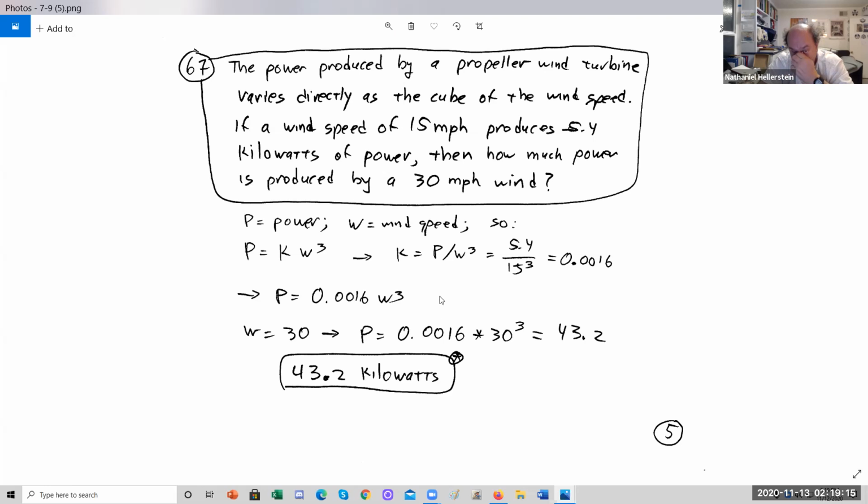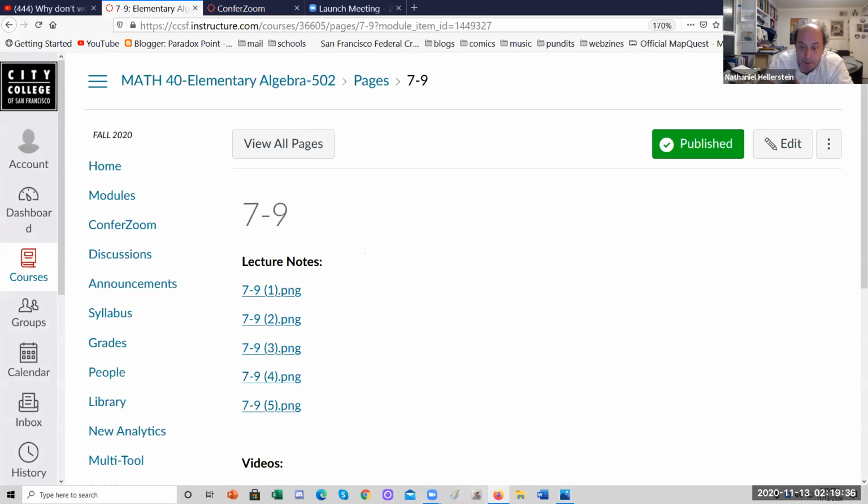Now you could also look at it this way. Before, the wind was 15 miles an hour, and now it's 30 miles per hour, so it's twice as fast. And since it goes by the cube, that means it's 2 cubed, or 8 times the power. And if you multiply 5.4 kilowatts by 8, you get 43.2 kilowatts. Okay, that's that for this.